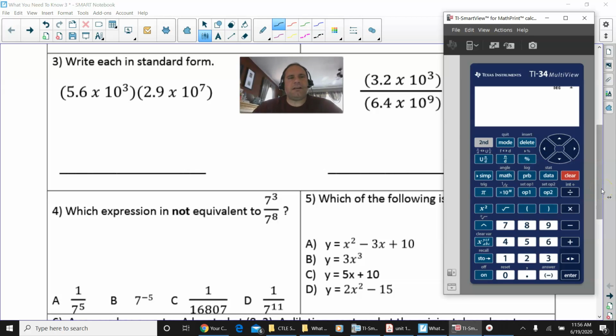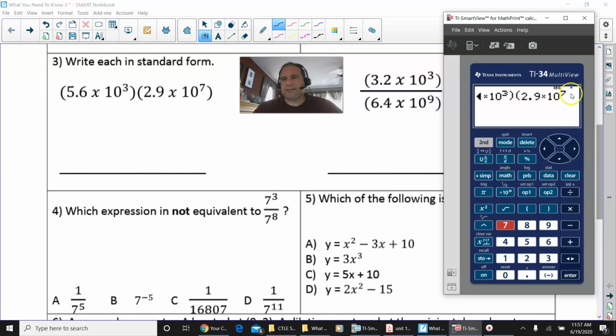So the next questions ask, all right, these are scientific notation, but they want the answer in standard form. So I'm going to put this directly into the calculator. 5.6 times 10 to the third. And by the way, this caret button over here allows you to put that exponent in of 3. Just remember to press the right-hand button right here to get away from the exponent. I'll do it again over here, 2.9 times 10 to the 7th power.